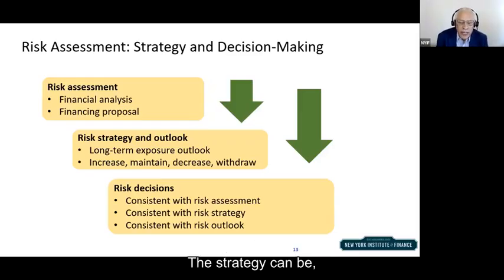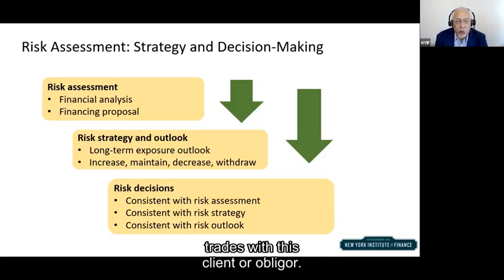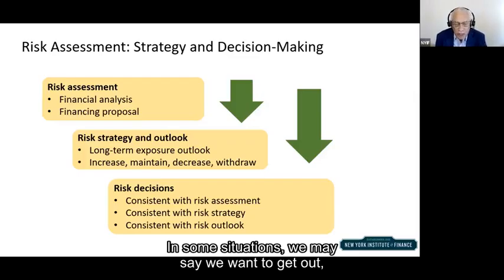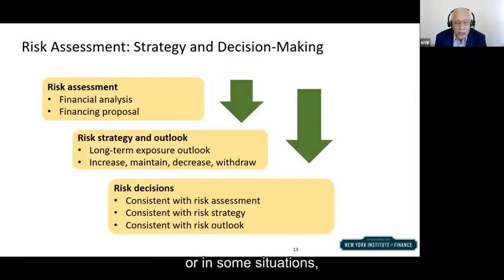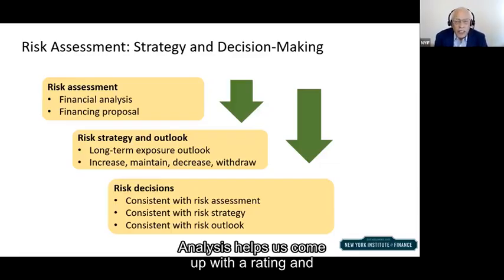And the strategy can be, I want to do more business with this client or obligor. I want to do more transactions or trades with this client or obligor. So we can expand the relationship, we can increase the relationship, or we might want to say, let's keep it flat. Or if we're concerned after we have done the analysis and come up with a rating, we can actually say that we want to reduce. In some situations, we may say we want to get out, or in some situations, we don't want to onboard this client or counterparty. So analysis helps us come up with a rating and then comes up with a strategy as well.